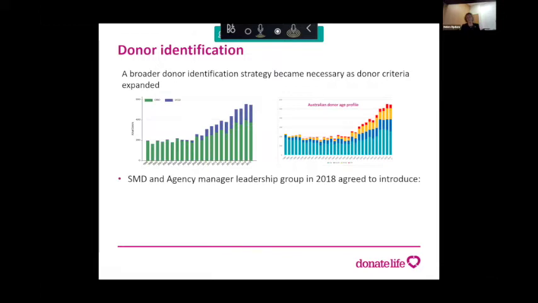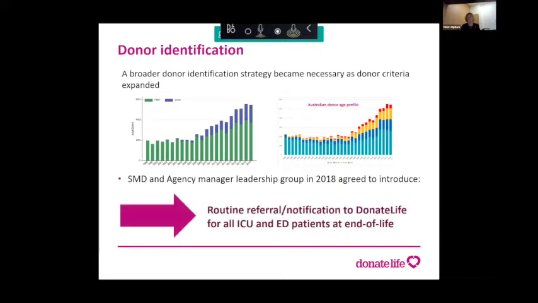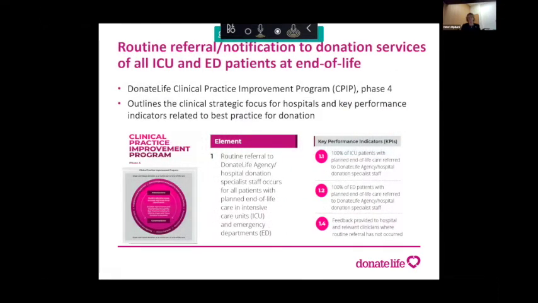So the State Medical Director and Agency Manager Group, which is our key strategic leading group nationally, agreed to introduce a process of routine referral notification to Donate Life. That could be the agency or embedded hospital staff for every patient in ICU and ED approaching end-of-life care at the point where there's medical consensus that the patient's likely to proceed to end-of-life, but prior to necessarily the family having reached that understanding, and particularly prior to any clear agreement with the family to proceed to withdrawal of cardiorespiratory support. And we embed this type of requirement or practice within a clinical practice improvement program, which is really our hospital plan that evolves over time.